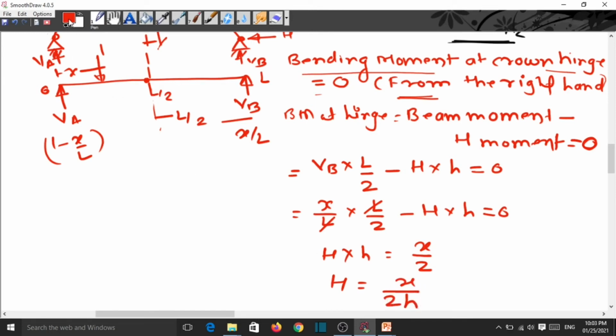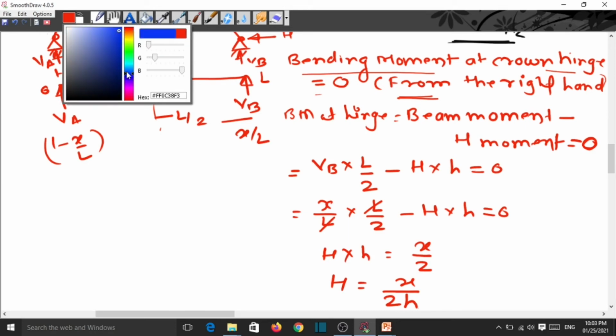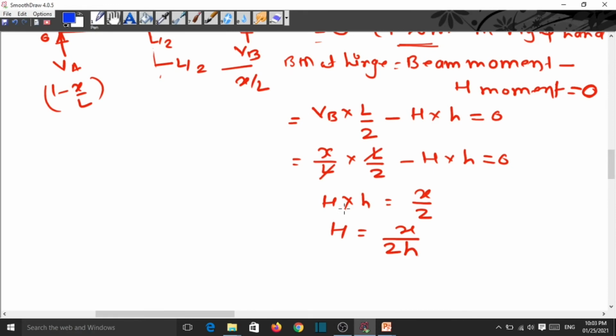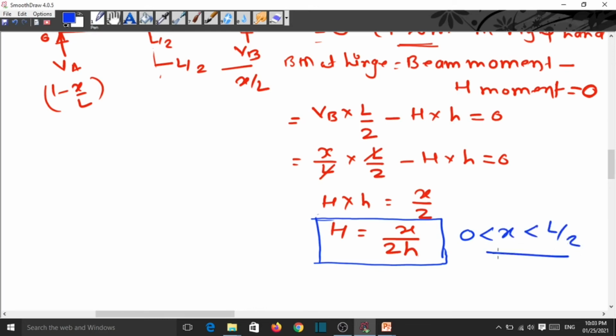So here we got the equation of the H. Always in the case of the ILD, we have to develop the equation. So here we got the equation when this load is between 0 to L by 2: H is equal to X by 2h. Now put the limit here.